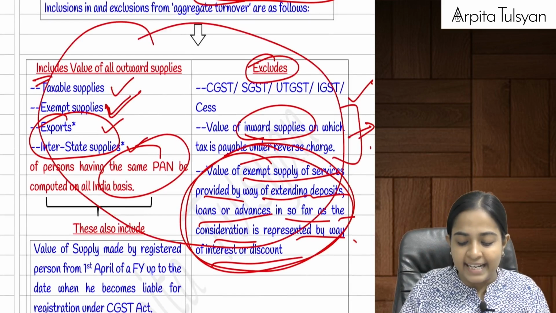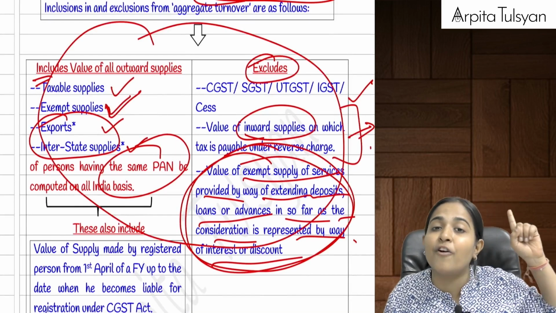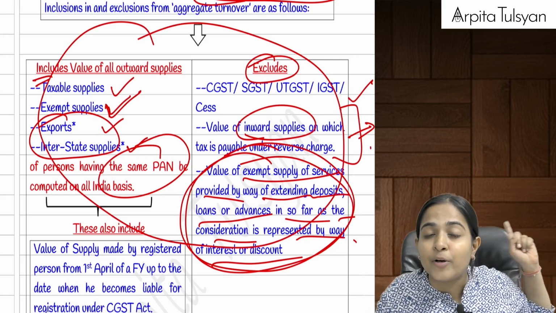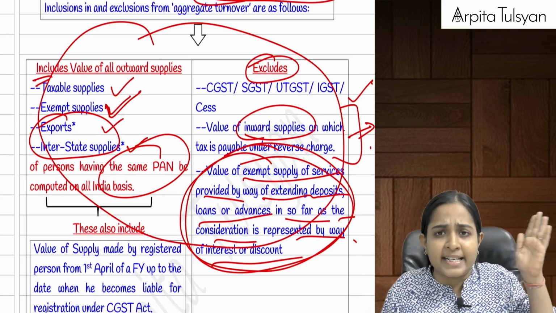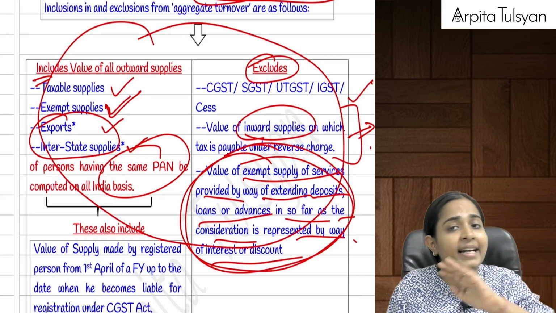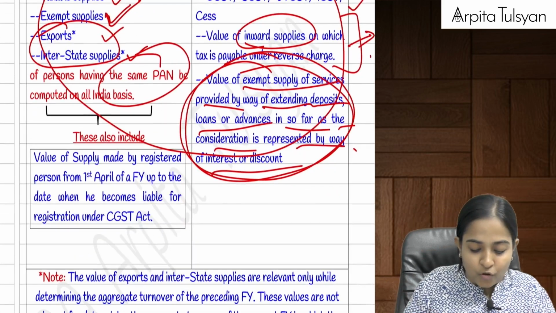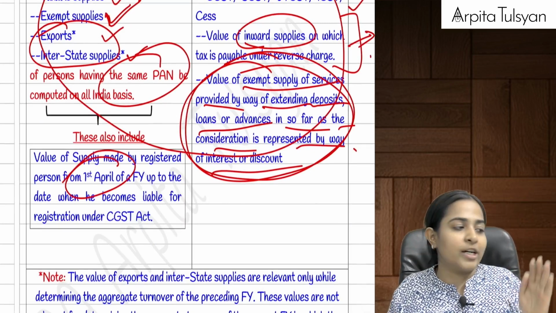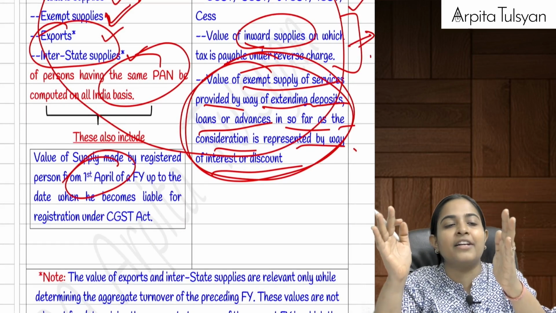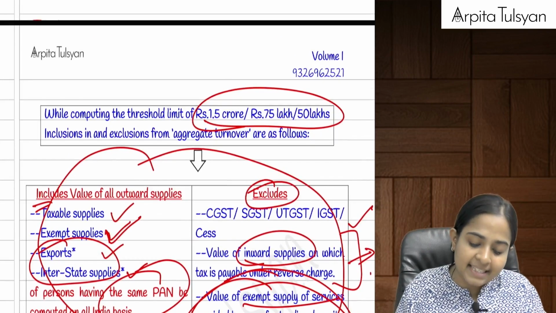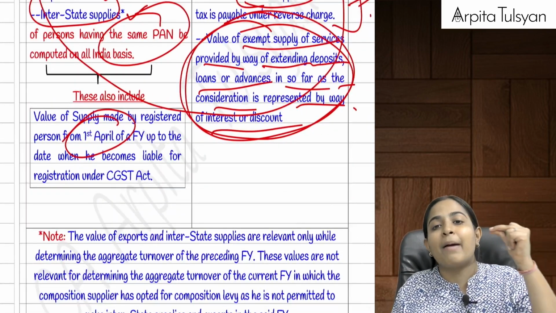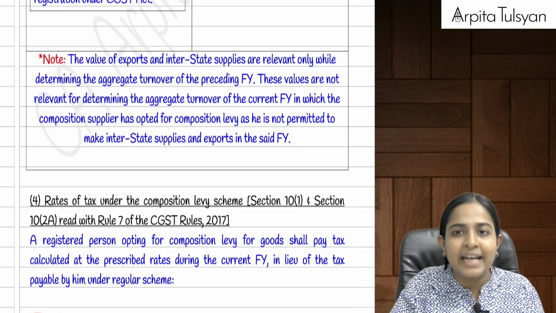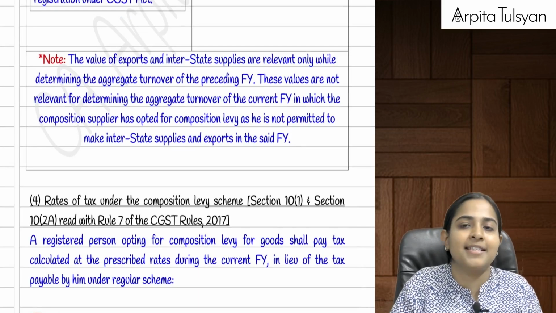You have to calculate this for the entire preceding financial year, right from 1st of April of the last year. Even if in the last year you were not liable to get yourself registered, and you got registered maybe in the middle of the year, it doesn't matter. Whatever was your turnover from 1st April, even that will be included. So you have to calculate it from 1st April till 31st March of the last year, and that's how you get the aggregate turnover. And ma'am, what is the relevance of this aggregate turnover? The relevance of this aggregate turnover is to check whether I am eligible for the composition scheme in the current year or not.